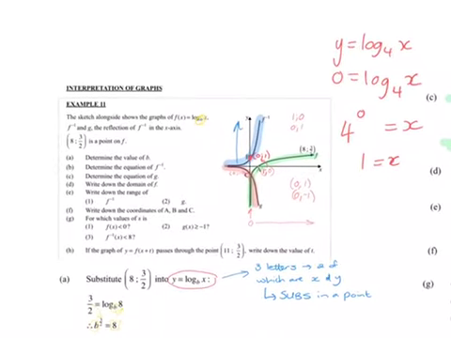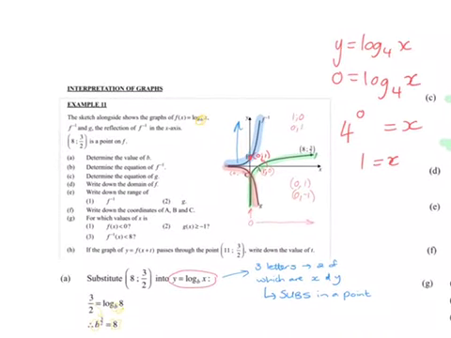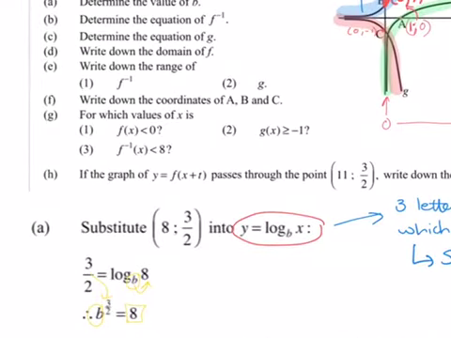Then question G is the one that you tend to battle with a little bit. So hopefully I can just help clear up what they're asking for. It says for which values of x is f of x less than 0. Less than 0 means that you're looking at under the x-axis. All right, so we don't want on because it's not equal to. If they wanted it on, they would have put an equal to sign. So let's have a look.